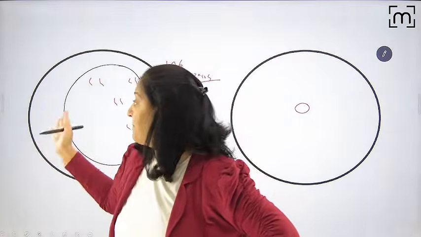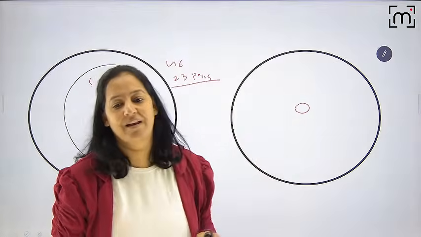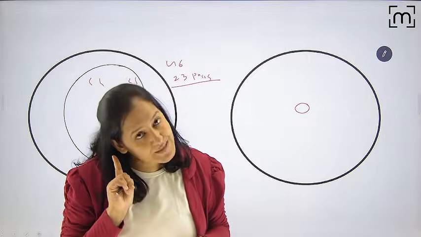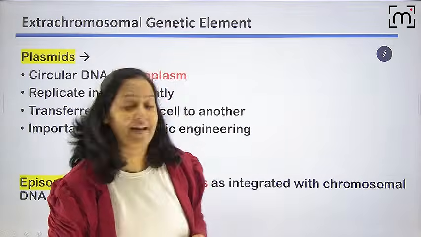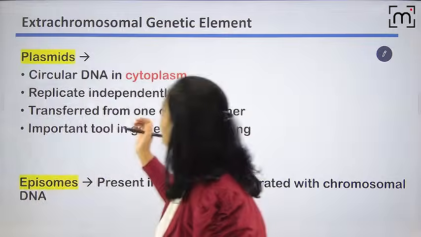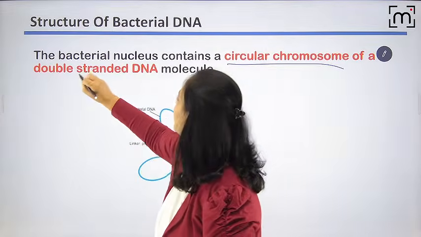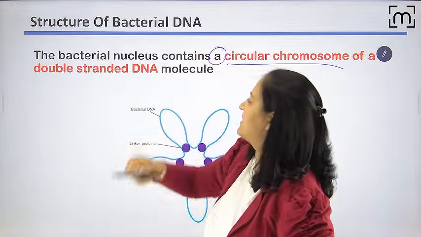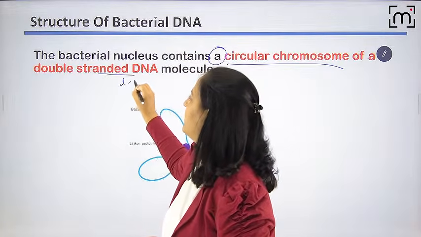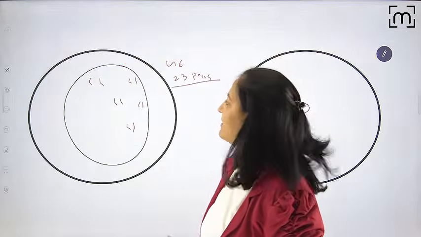So here we have 23 pairs. Here we have 1 single chromosome, and that too circular. First, you understand that. The same thing is written in front of you. It's a circular single chromosome. It contains 1 single circular chromosome that is made up of dsDNA, double-stranded DNA. You can see this is the bacterial chromosome.